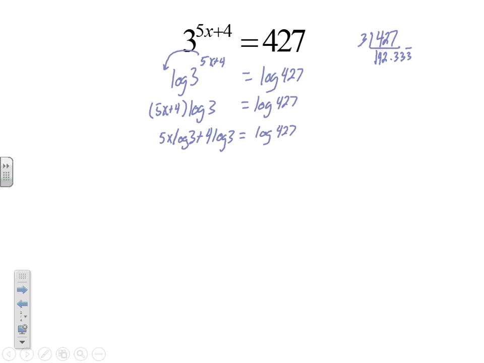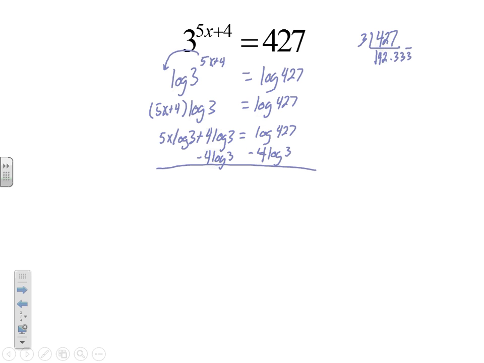And we will kind of treat this like a normal equation. Now, I know it doesn't look normal to us, but we have one term on the left, the 5 times x times log of 3, and we're adding another term to it, the 4 times log of 3. And so we will work our magic, do our order of operations backwards, and I'm going to subtract 4 times the log of 3 from the left side and from the right side, because anything you do to one side, you do to the other.